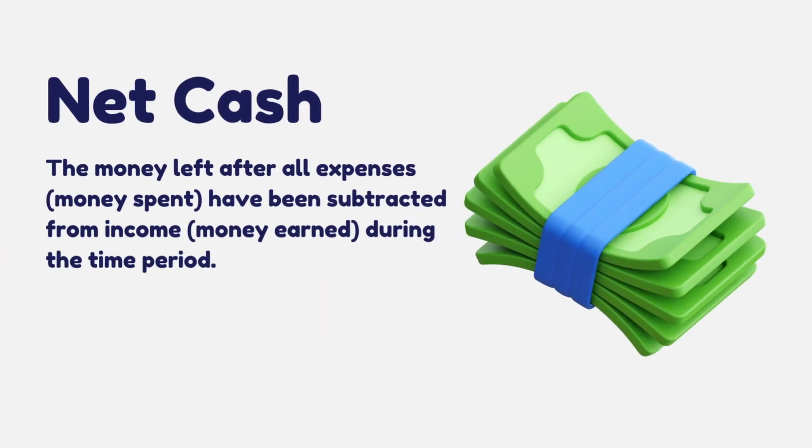Net cash then is the money left over after all expenses, which is money spent, has been subtracted from your income, which is money earned during a period of time. So say you earned €50 this week in your job and spent €45. This would mean that your net cash would be €5.